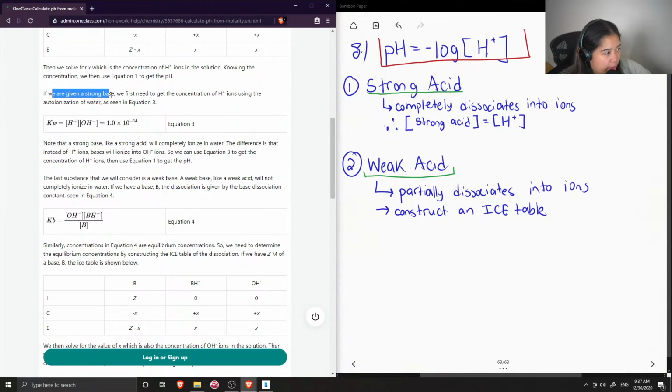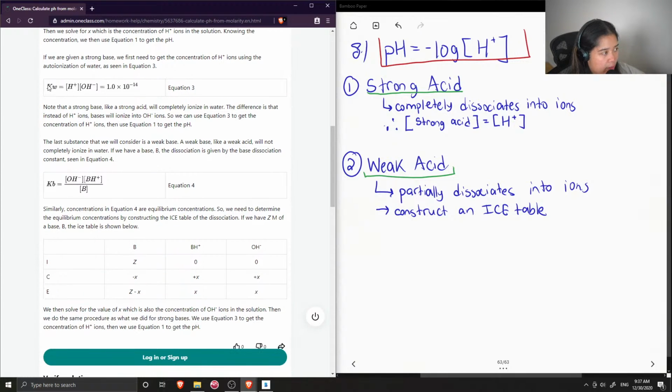So they say if we are given a strong base, we first need to get the concentration of H+ ions using the auto-ionization of water. So if you had a base, then you would use this relationship. Strong bases also ionize completely in water, but they ionize to OH- ions. So by using equation 3, they can get the concentration of H+, and then solve for pH, so it's just an extra step.